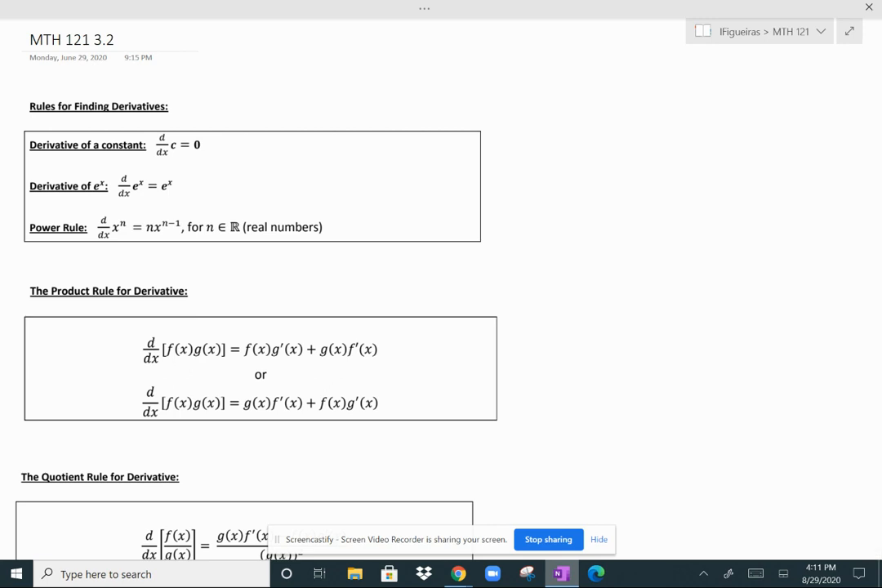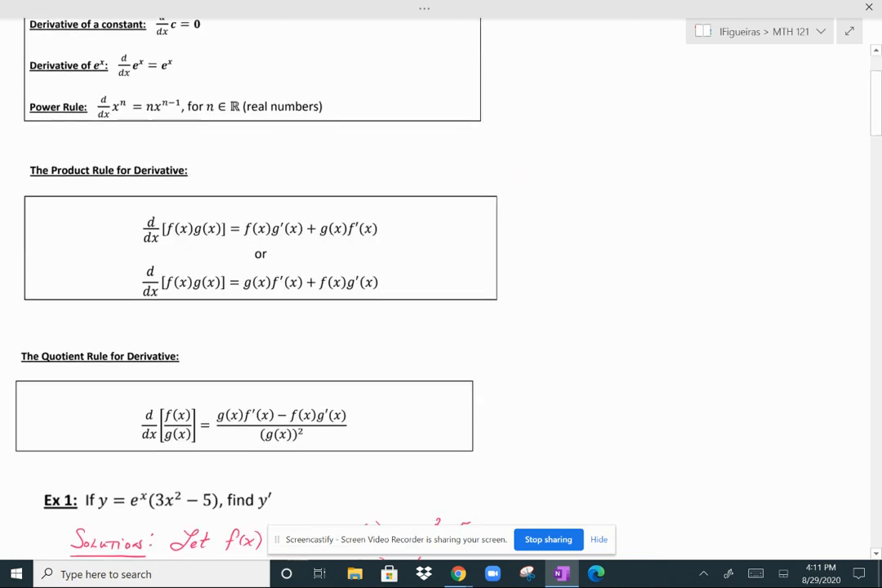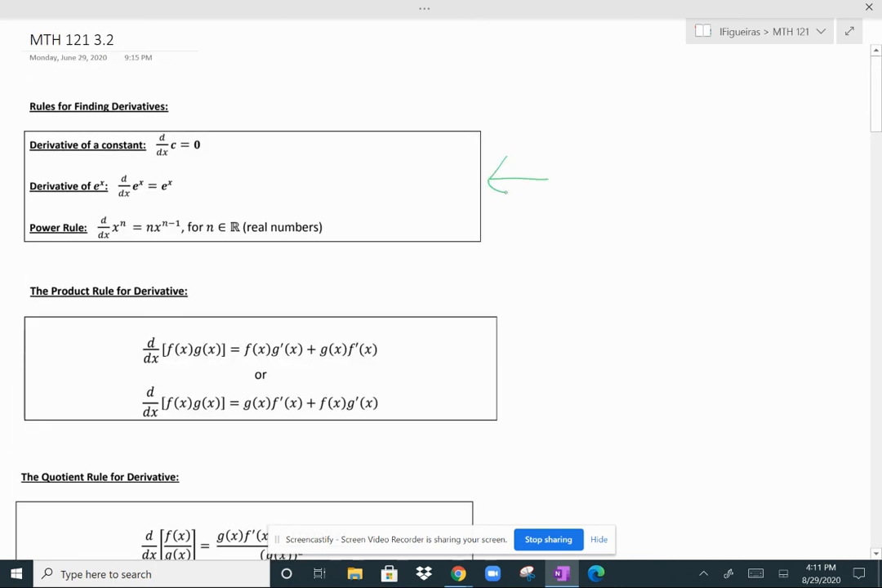Hi, in this lesson, we're going to focus on two new rules for finding the derivative, and that is product rule and quotient rule. But in order to use product rule and quotient rule, we are also going to be using rules that we learned in a previous section, which are the three that you see here. The derivative of a constant is 0. The derivative of e to the x is e to the x. And then we have power rule, which is the derivative of x to the n, as long as n is a real number, is n times x to the n minus 1. So we'll be using those rules within product rule and quotient rule.